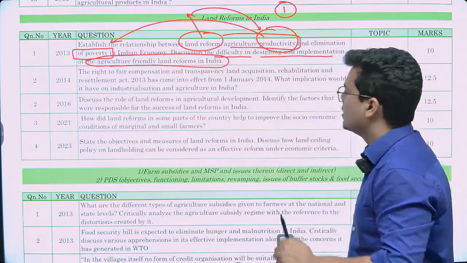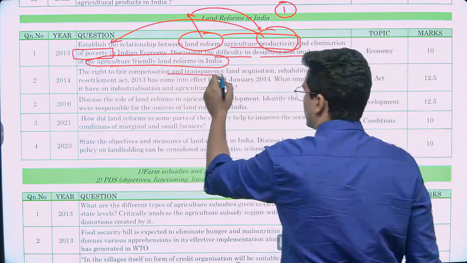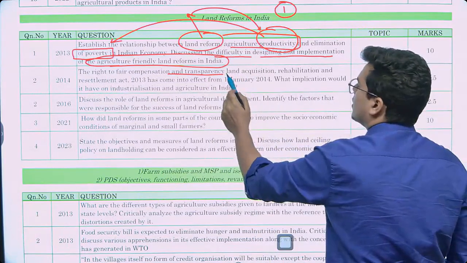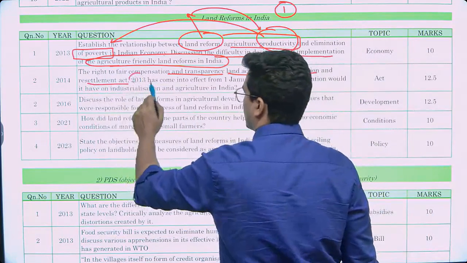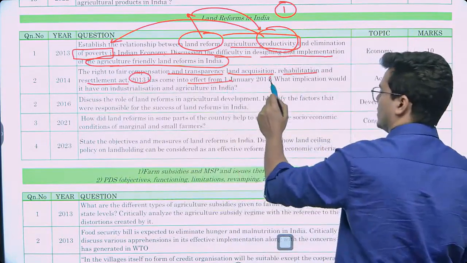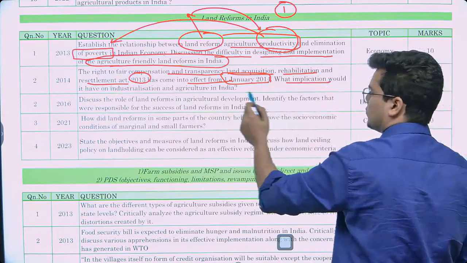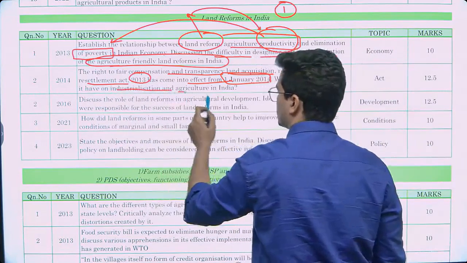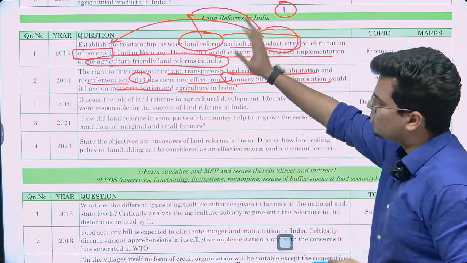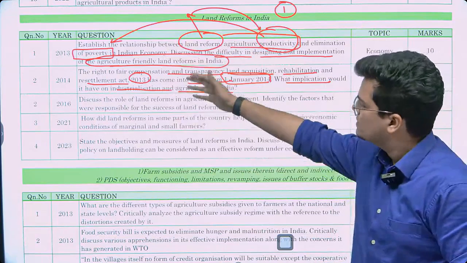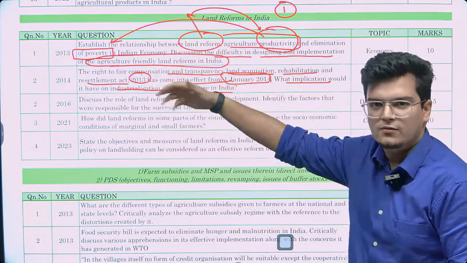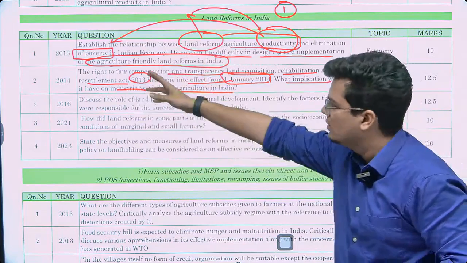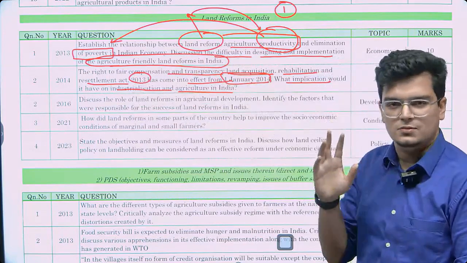Then: right to fair compensation and transparency in land acquisition, rehabilitation and resettlement act 2013 has come into effect from this date. What implication would it have on industrialization and agriculture in India? तो लैंड में ही एक टॉपिक है लैंड एक्विजिशन, and this was obviously in the news. उसी साल ये एक्ट न्यूज में आई थी, पास हुई, फोर्स में आई, उस पर बहुत प्रोटेस्ट हुए, तो 2014 में करंट अफेयर्स बेस्ड क्वेश्चन was asked.